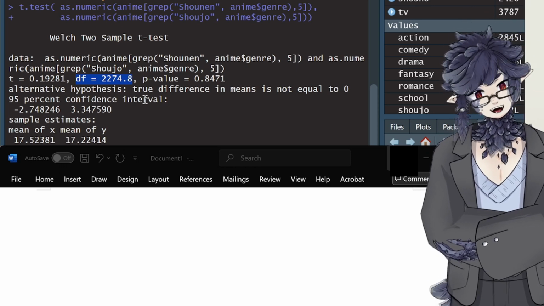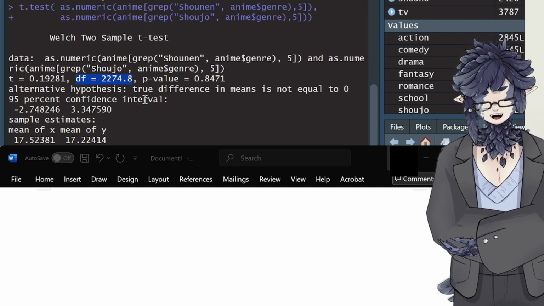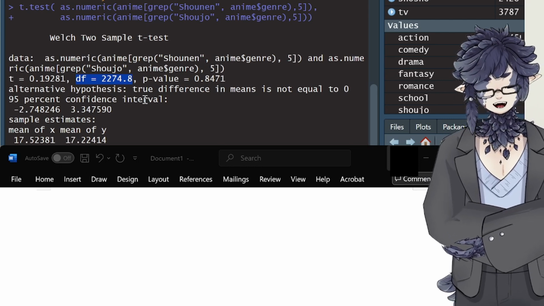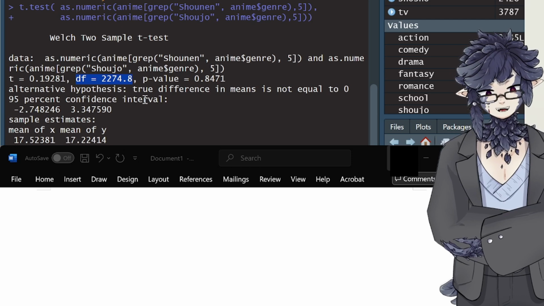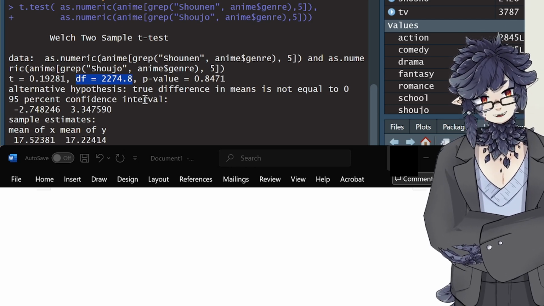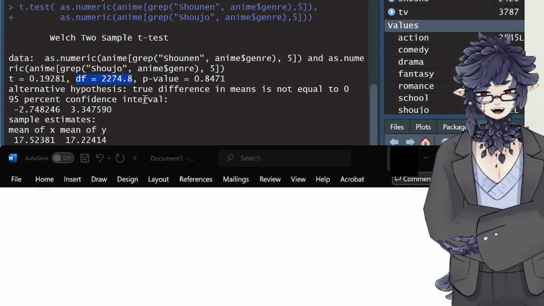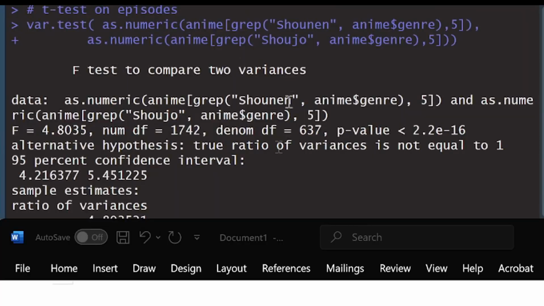And if you've taken Intro to Stats, or if you've seen my t-test lecture, you may notice that feels a little weird, right? Normally degrees of freedom should be whole numbers. This is an independent samples t-test, so it should be the total number of anime that I have in my sample minus 2. So why is there a 0.8 there? Well, that's why we did this test here.